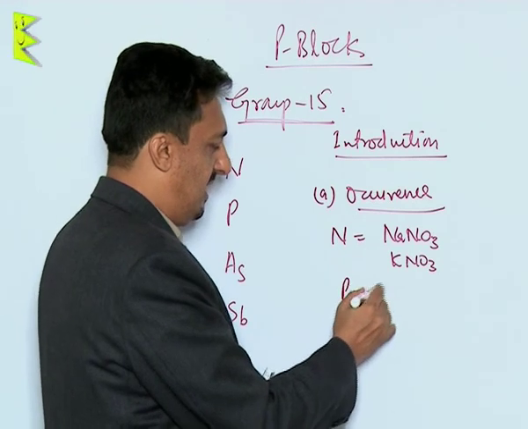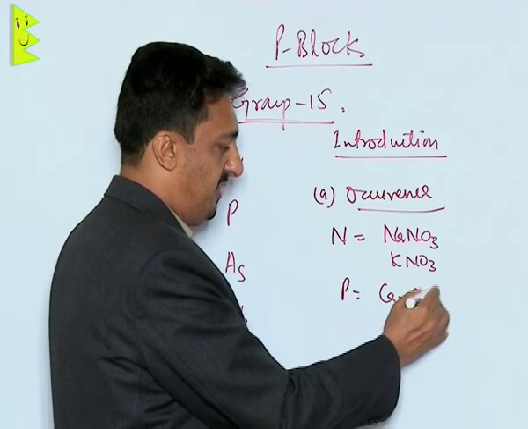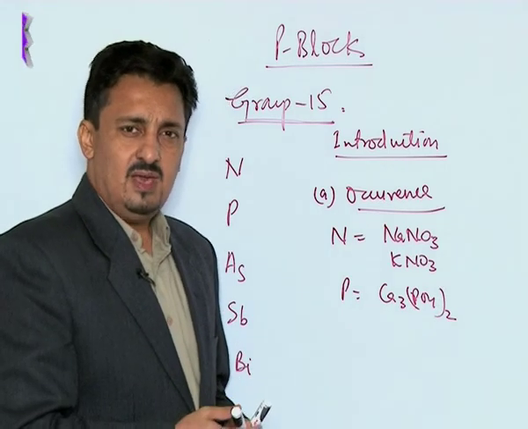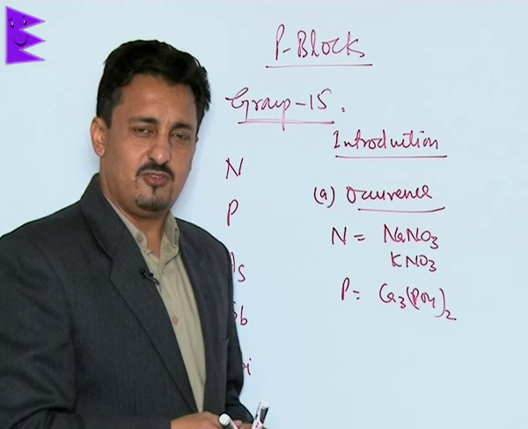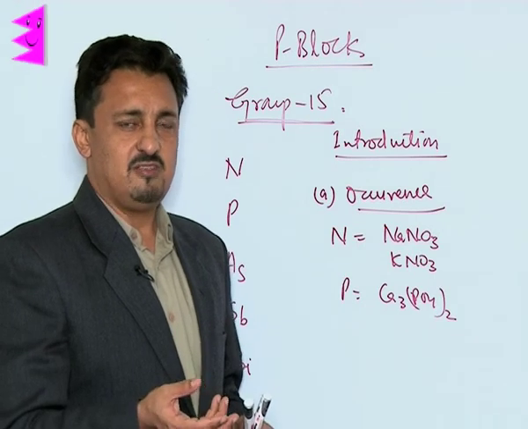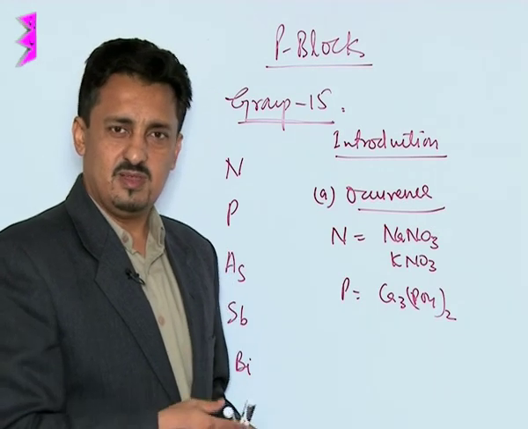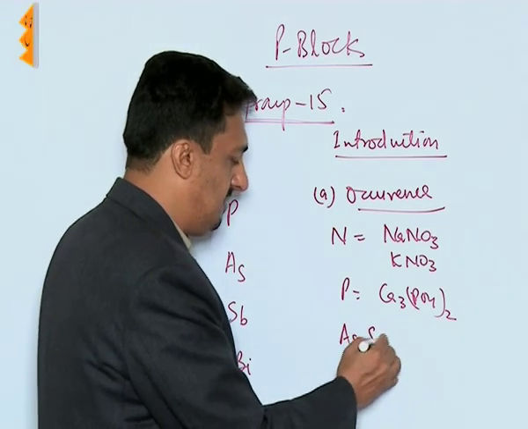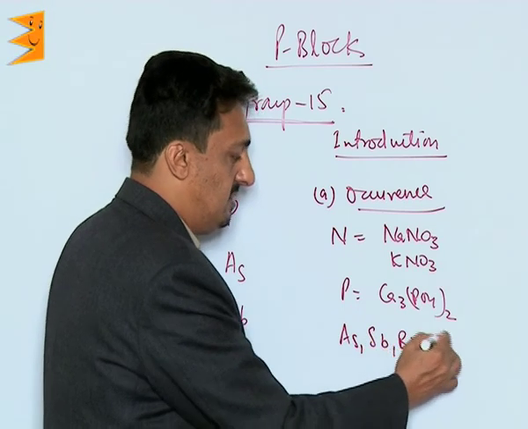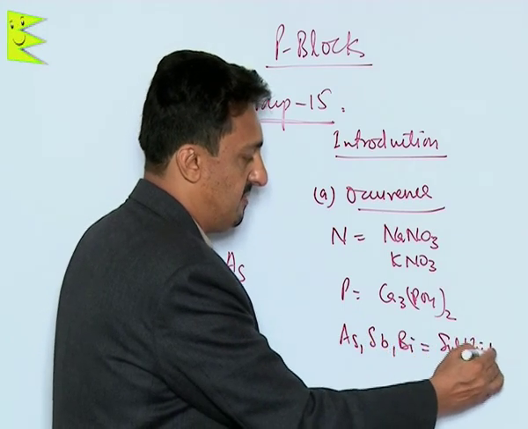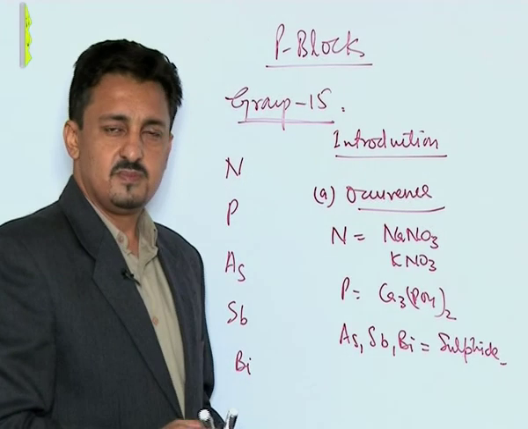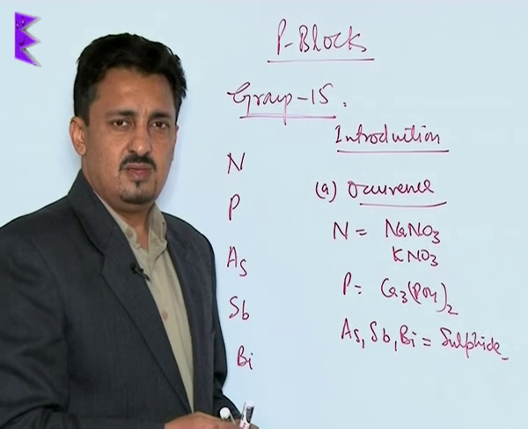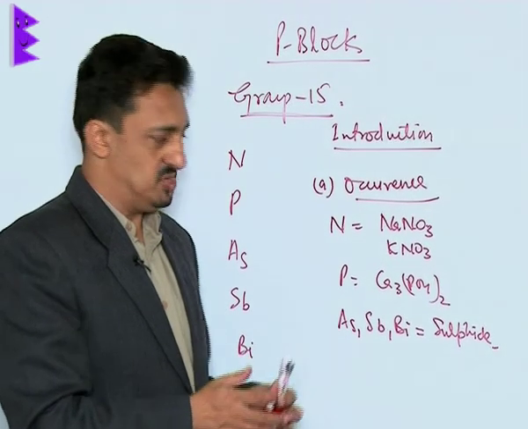Phosphorus mainly exists in the form of calcium phosphate or chlorapatite or fluorapatite, and it is also an important constituent of animal and plant membranes. Then arsenic, antimony, and bismuth all mainly exist in the form of their sulfide ores. This is how they exist in the nature.